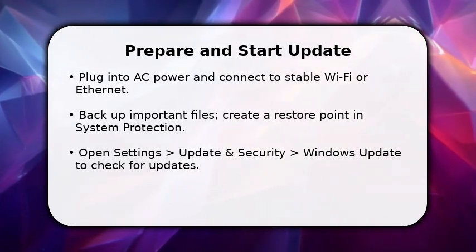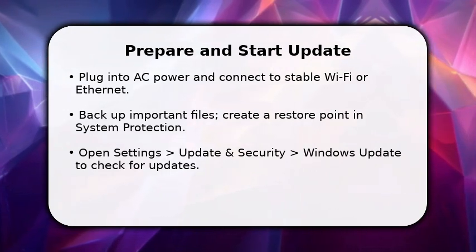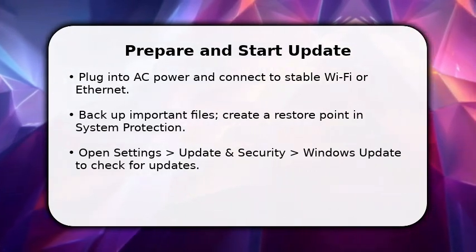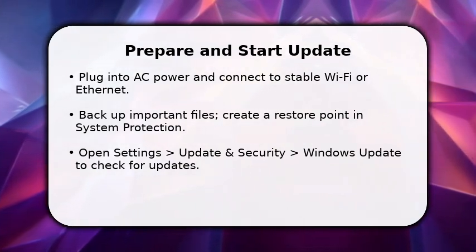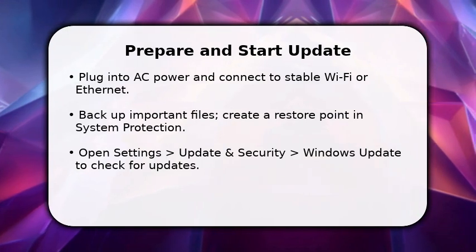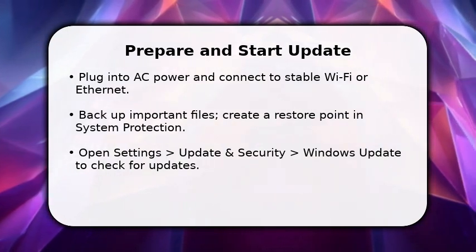Next, open Settings, choose Update and Security, and go to Windows Update, then press Check for updates. This initiates the download and shows required restarts or optional updates. Do this first so the system can gather needed packages.